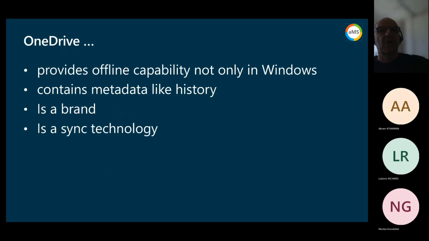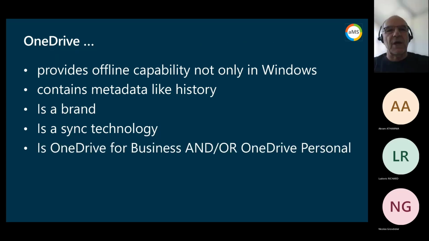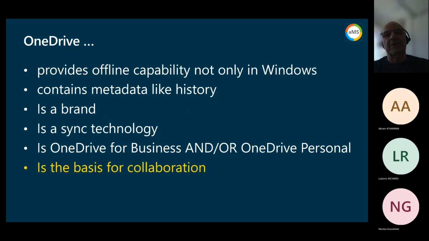So that's the brand. And OneDrive is a sync technology. That's the difference. The sync technology means it syncs between your machine and the cloud, and not only with this machine, whatever we see. And OneDrive is, as I mentioned before, OneDrive Personal and OneDrive for Business. So thinking about OneDrive, it's the story behind that. It's a basis for collaboration.